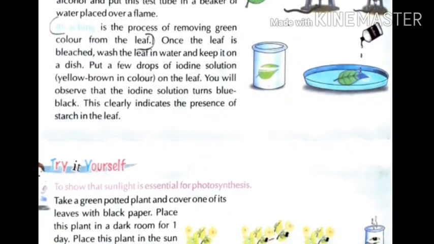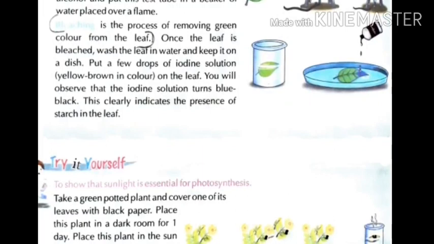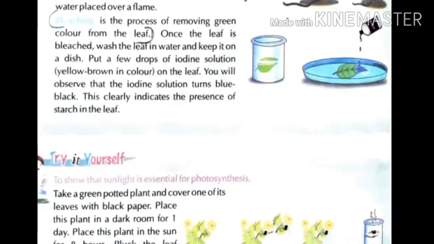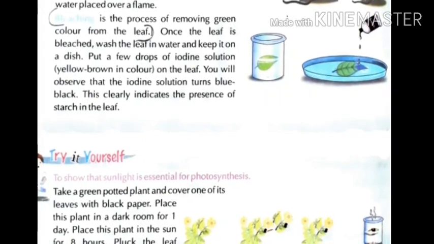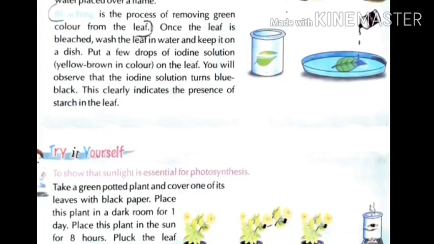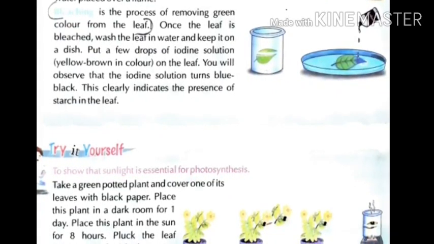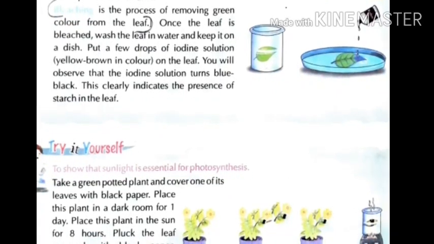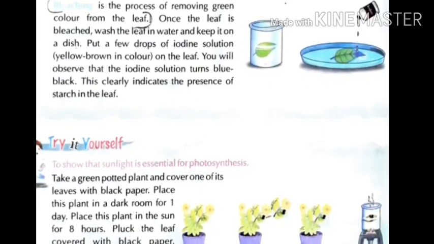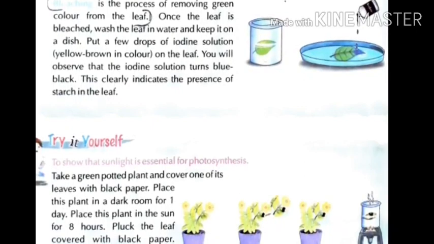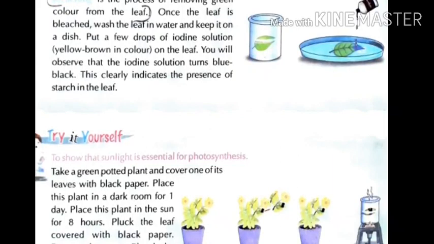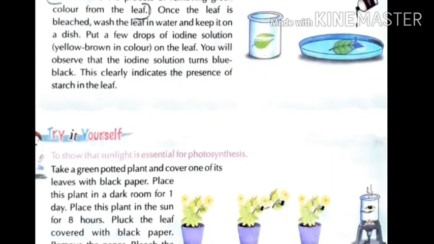Now after bleaching, put a few drops of iodine solution. Iodine is a type of chemical. We put the iodine solution on the leaf, and you will observe that the iodine solution turned blue-black. This clearly indicates the presence of starch in the leaf. If the color of the leaf turns blue-black, that means the starch is present in the leaf.